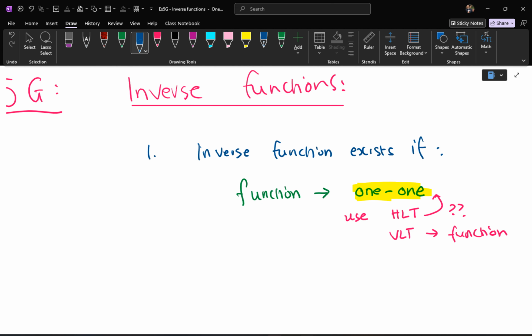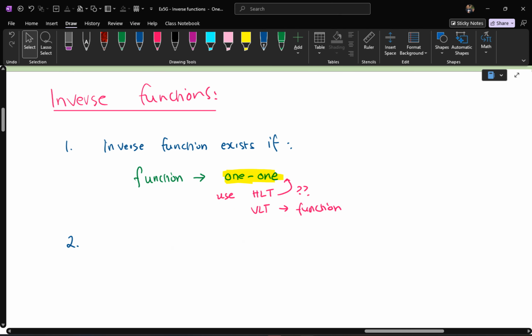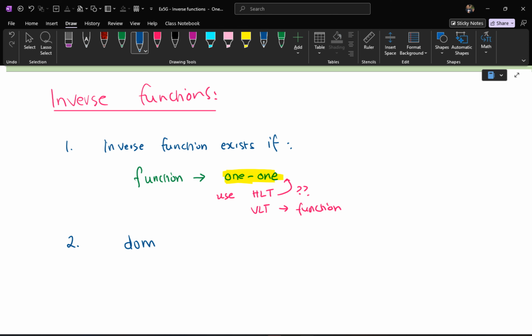Number two is the how. The number two is the how, and that's pretty much what 5G is. And I'll do one example right after this one so you can see there's only two things you needed to know. The second point was that once the inverse function does exist, then the domain of the original function is equivalent to the range of the inverse. Very good. Because it all swaps around.